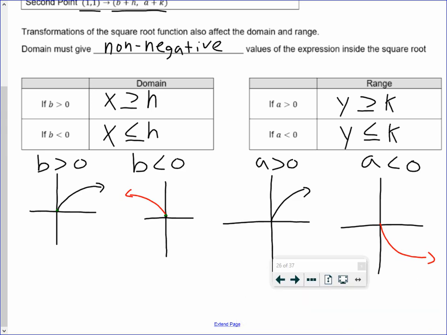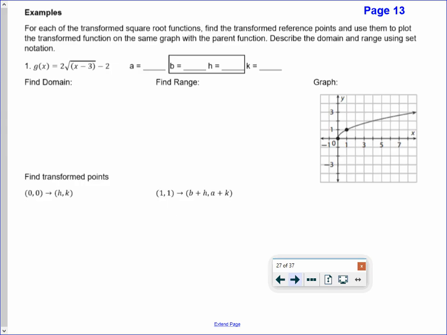So let's keep going, so you can see what I'm talking about when I say the domain and range depend on your a and b. In example 1, we have a equal to 2, b equal to 1, h equal to 3, and k equal to -2.